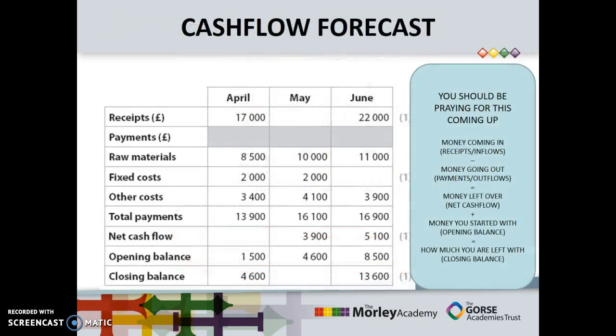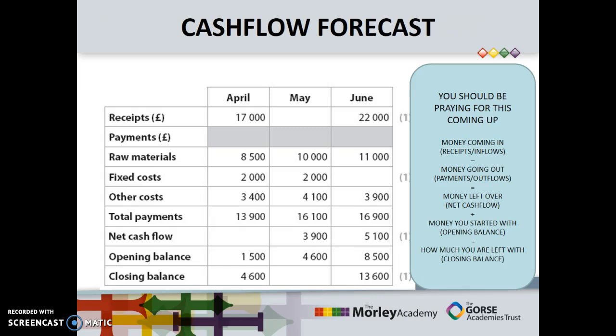Cash flow forecasts, if this comes up, it should be some reasonably easy marks for you as long as you remember the formula. Inflows minus outflows equals net cash flow plus opening balance equals closing balance. How to work it out is on the right hand side. I've said it, you should be praying for this to come up. It's an easy-ish formula to remember. You've just got to repeat it a few times tonight.